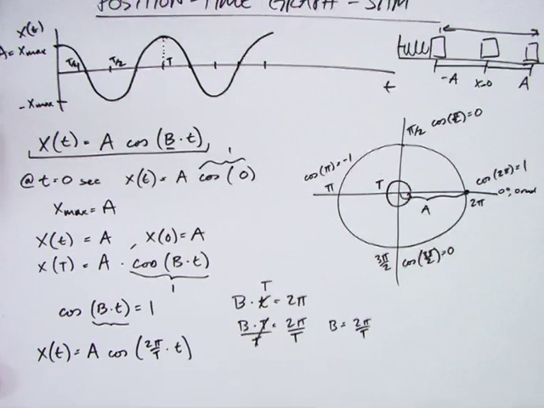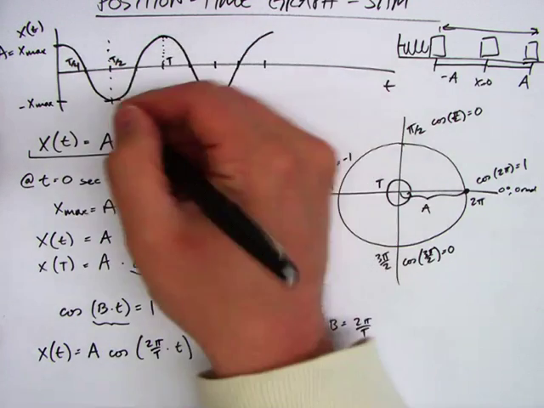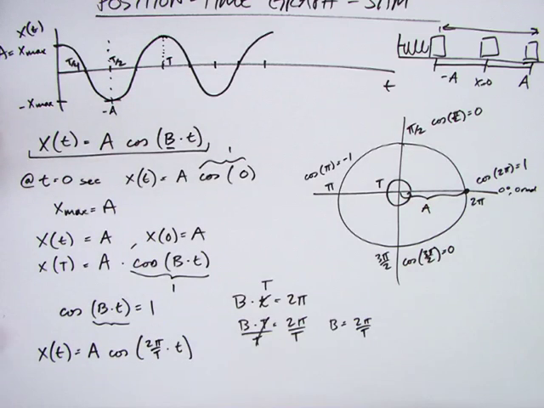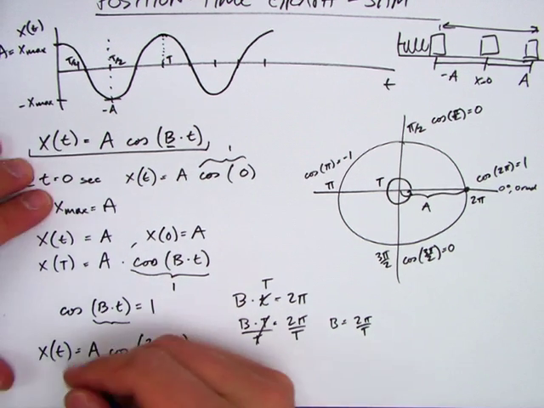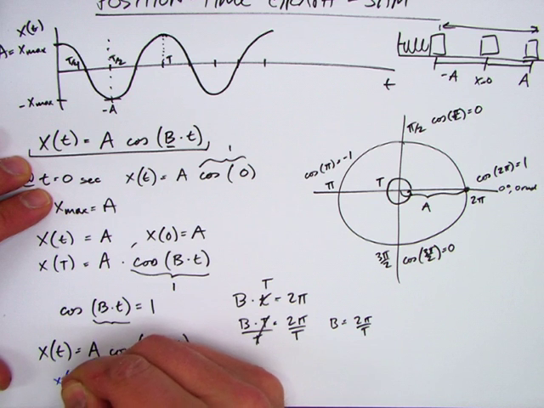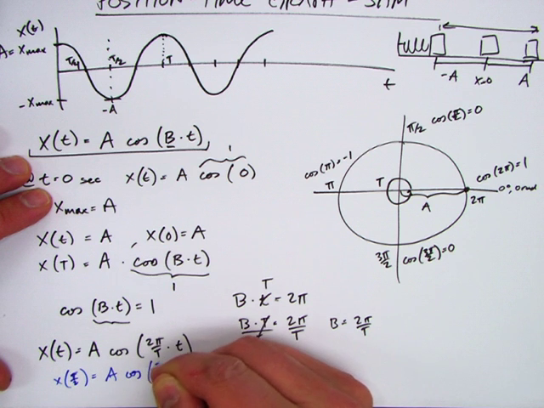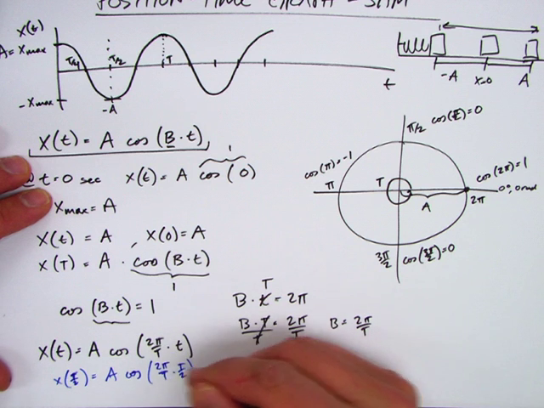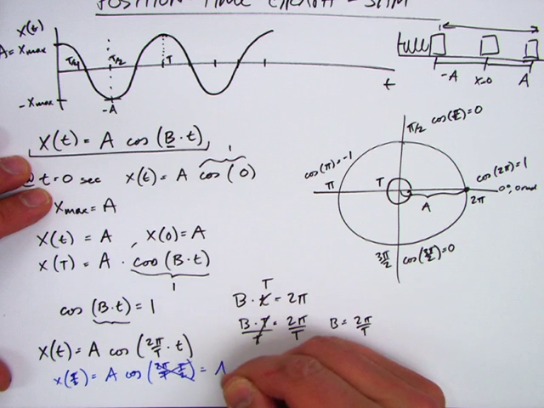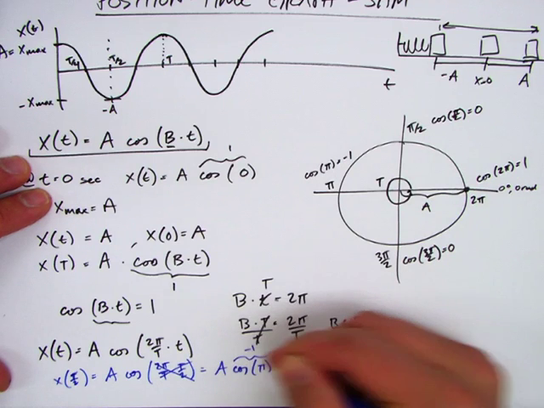Let's check it to make sure it works, okay? So at time T over 2, it looks like I'm at my minus A amplitude. So when I evaluate this, let's see. So x at T over 2 equals A cosine of 2 pi over T times T over 2. So that equals, 2's cancel, A cosine of pi. Well, the cosine of pi is minus 1. So I'm at minus A.